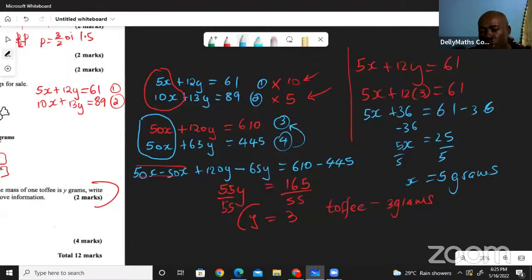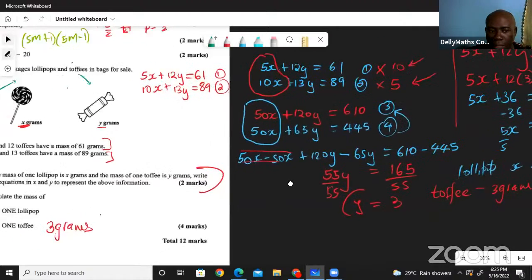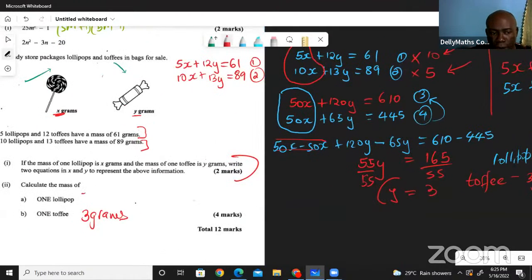grams. So that means the lollipop has a mass of 5 grams. So we could respond to that right there. So the lollipop has a mass of 5 grams. We could put that right here, 5 grams for the lollipop. And there it is. They would have given you 4 marks to write that question out.